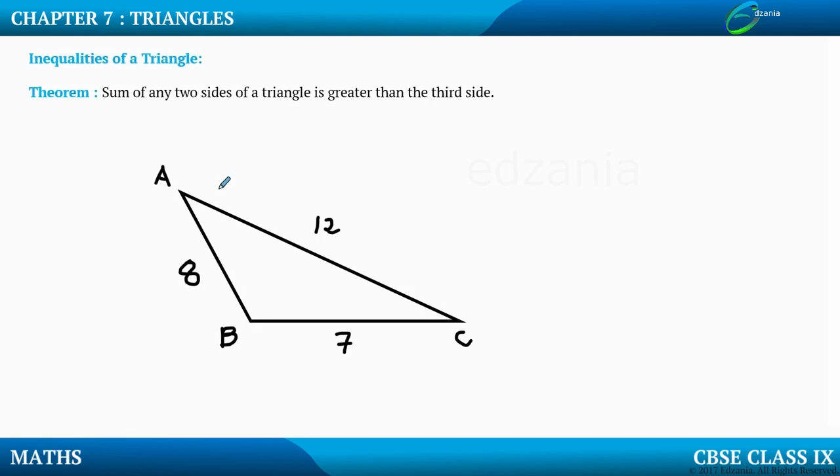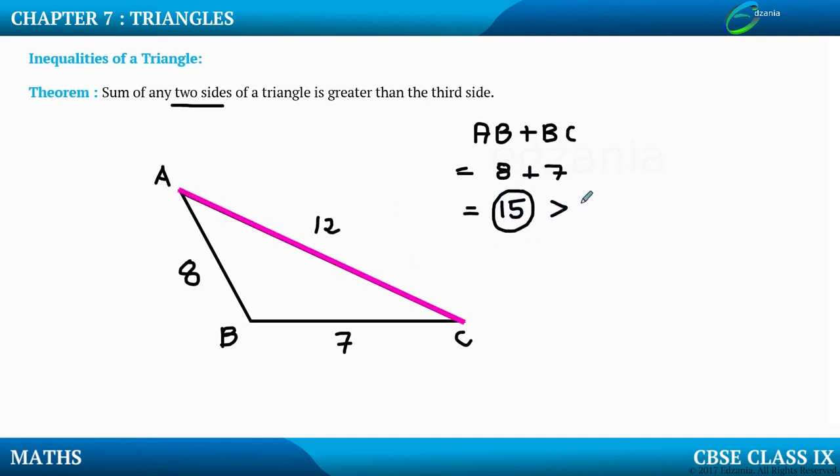It is clearly mentioned that sum of any two sides of a triangle is greater than the third side. So sum of any two sides, that is addition of any two sides. Suppose if I add AB and BC. So how much will be AB plus BC? AB plus BC will give me 8 plus 7, and 8 plus 7 is going to give me 15. And this answer 15 will be greater than the third side. So which is the third side? The third side is AC. So this 15 is greater than 12. So we can say that AB plus BC is greater than AC.